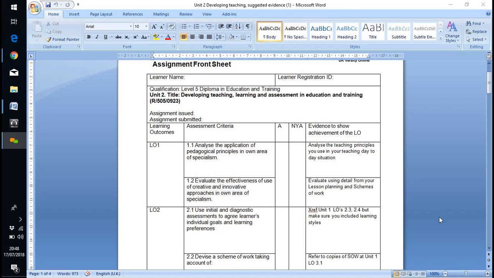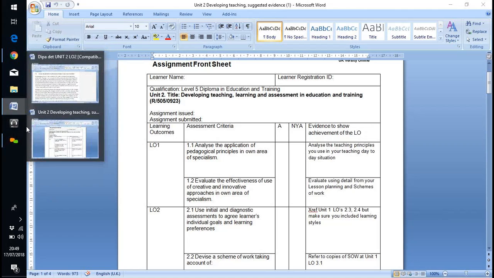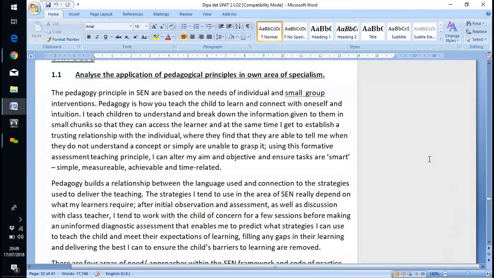I think I've done LO1, LO2. I've not actually had a look at that now. I've come off that, put it back and go. Here we are. So, pedagogy intervention is based on the needs of individual and small group interventions. Pedagogy is how you teach the child to learn.